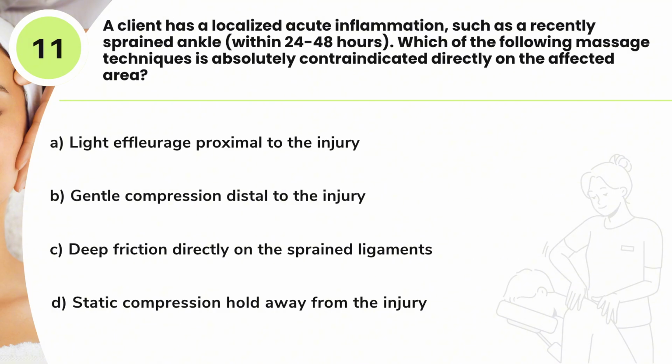Question 11. A client has a localized acute inflammation, such as a recently sprained ankle, within 24 to 48 hours. Which of the following massage techniques is absolutely contraindicated directly on the affected area? A. Light effleurage proximal to the injury. B. Gentle compression distal to the injury. C. Deep friction directly on the sprained ligaments. D. Static compression hold away from the injury.